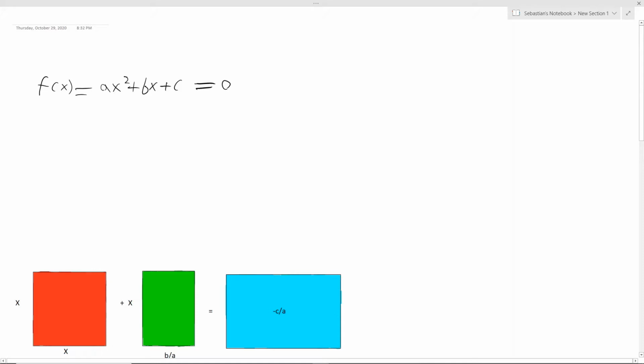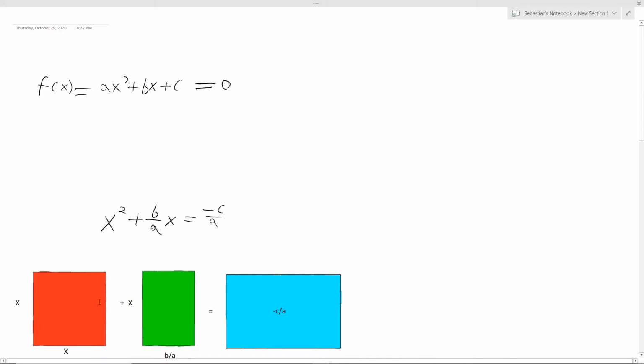Now, before we get started, I'm just going to simplify everything a little bit by, first of all, subtracting the c, the constant term, from both sides, and then dividing everything by a. So what that's going to leave us with is x squared plus b over a x equals minus c over a once again.